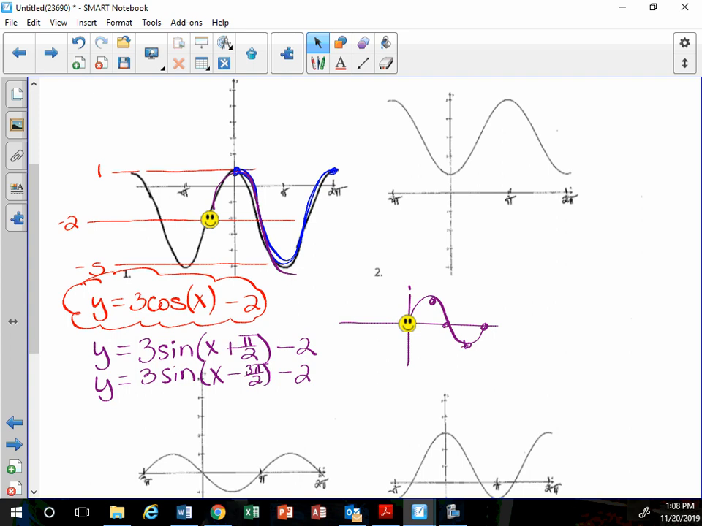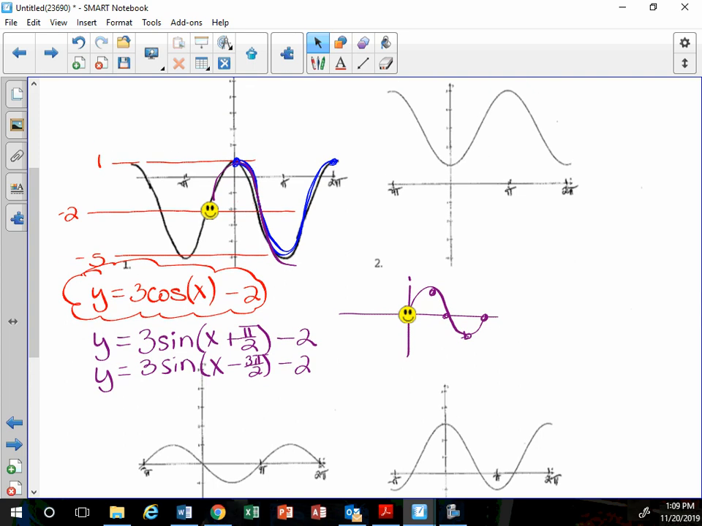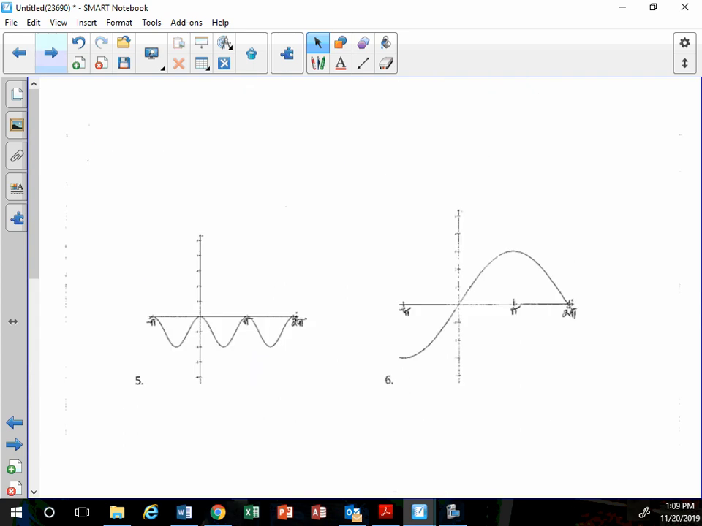Did anybody do -3 sine and say x minus pi over 2? Probably not, but you could. Okay, it's all the same. Let's try. We're turning the page again, guys. Sorry. Only about 10 minutes left.